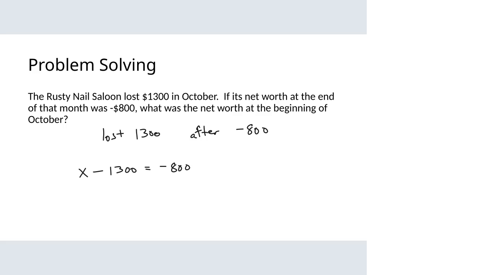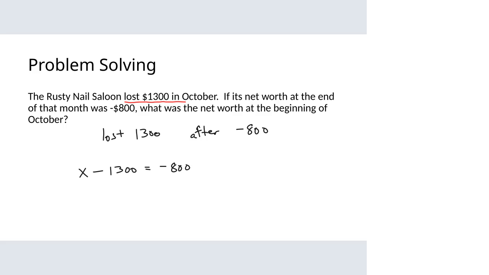We'll read through it one more time. The Rusty Nail Saloon lost $1,300. So that's this piece. If the net worth at the end of the month was negative 800, so after that, they started at something, they lost 1,300, now they're worth negative 800. What was it at the beginning? That's the thing we've called X. That's the thing we're going to try to solve for.